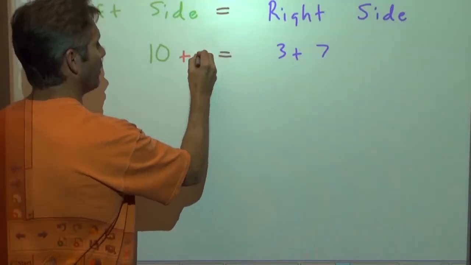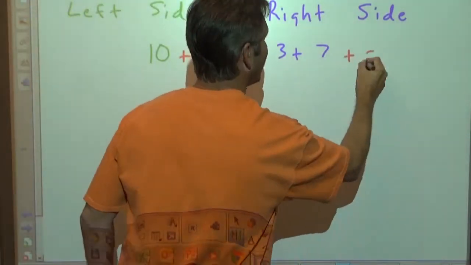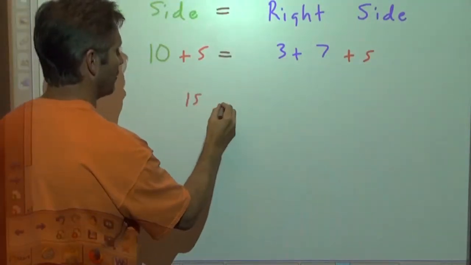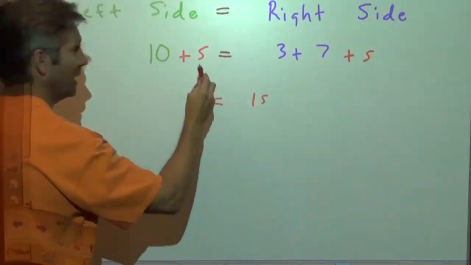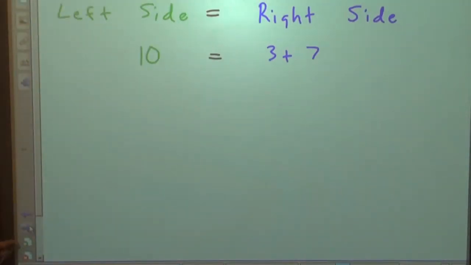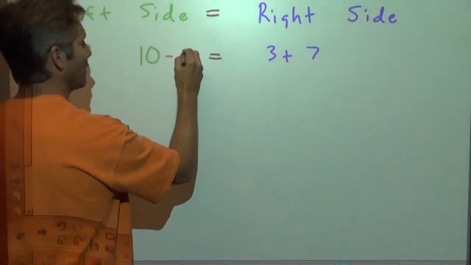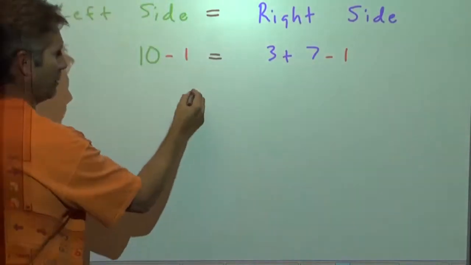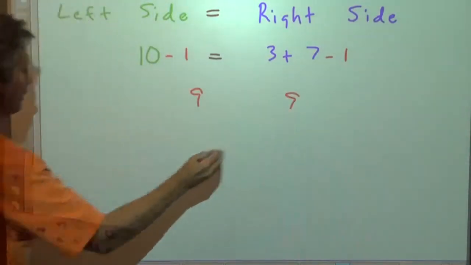So if we were to add the same number to both sides, in this case we'd get that the left side is 15 and the right side is 15. Add the same number to both sides, it keeps both sides equal. If we subtract the same number from both sides, it'll keep both sides equal. 9 is equal to 9.